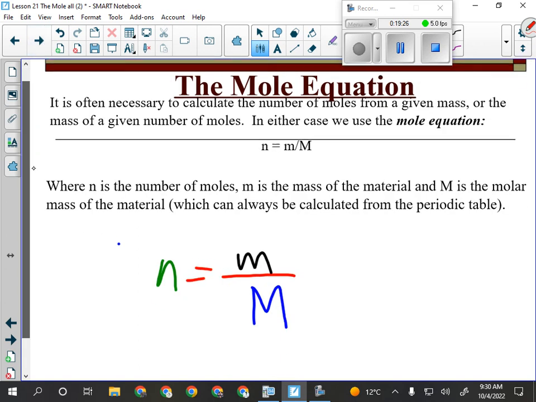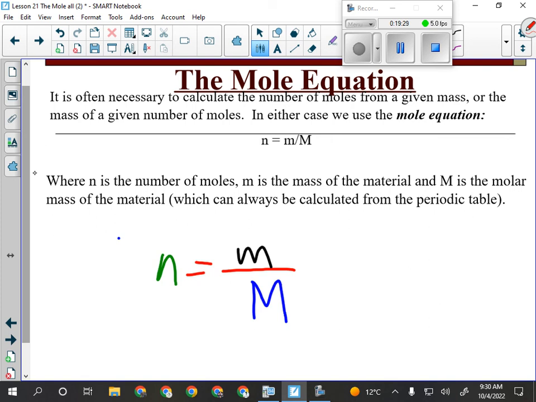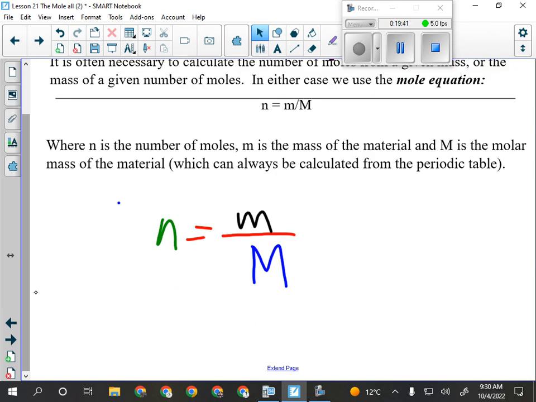So our formula for the mole equation: number of moles, n, equals mass in grams divided by big M, molar mass in grams per mole. Now, you are going to have to manipulate this equation to solve for things other than the number of moles. How do we manipulate equations? We use algebra.